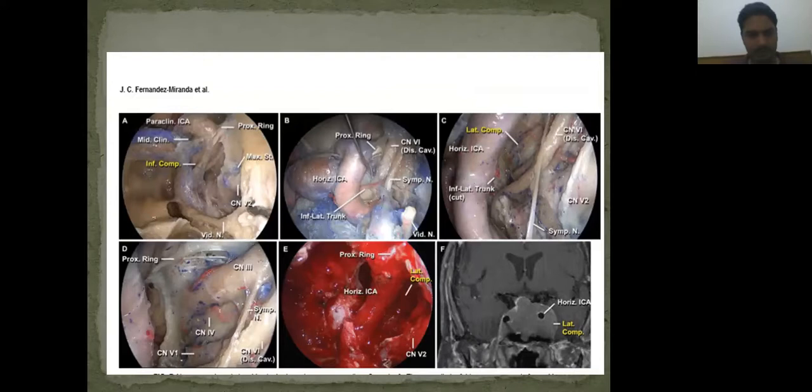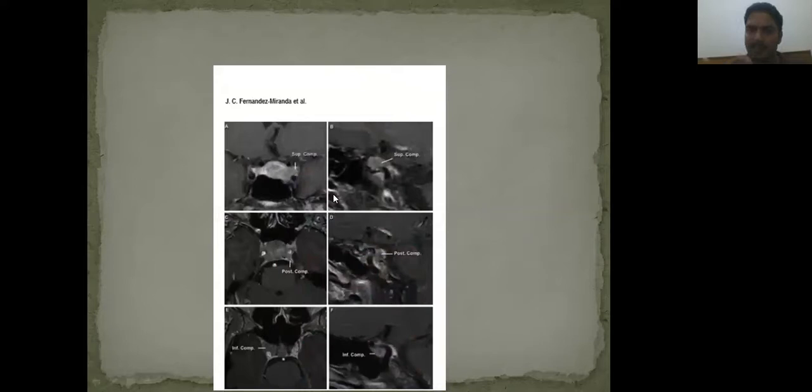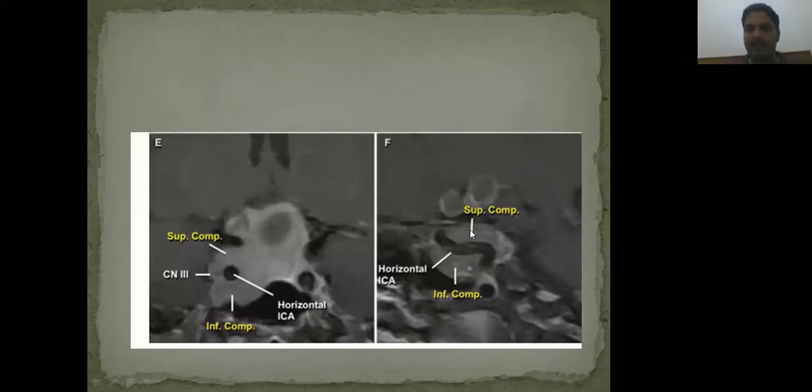And these spaces, these compartments, which are described by Juan Miranda, can be very well seen in the MRI scan also. This is a sagittal section. Again, the posterior genu, the anterior genu. So this is the posterior compartment. You have the superior compartment here, and this is the inferior compartment. Again, the scans showing the same compartments, superior and inferior compartments.